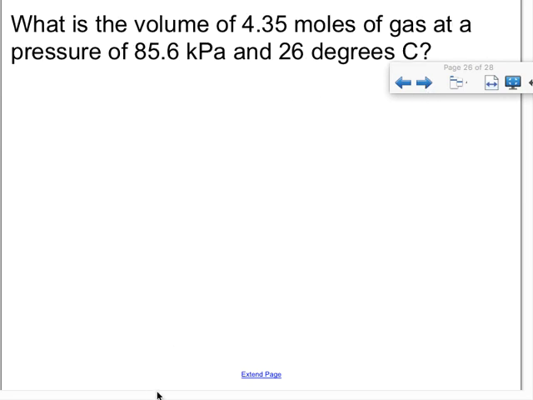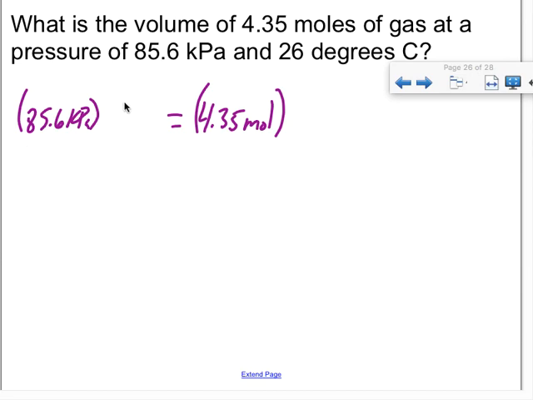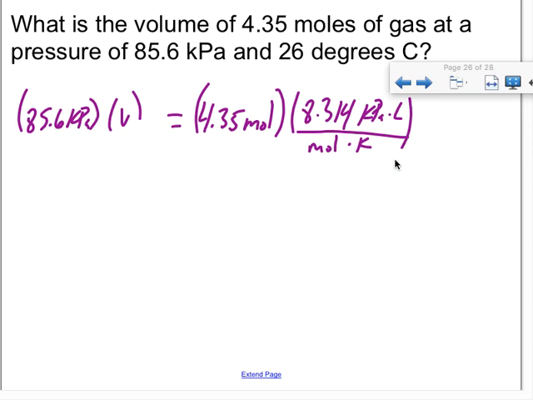Okay, last sample problem. This time they give me moles, at a pressure of 85.6 kilopascals. They want to know the volume, so we're solving for V. I'm going to use my constant. And the temperature, 26 degrees Celsius, but I've got to convert it to Kelvin. Okay, so let's multiply all three of these numbers together. So my Kelvin is going to cancel out, and my moles will cancel out.